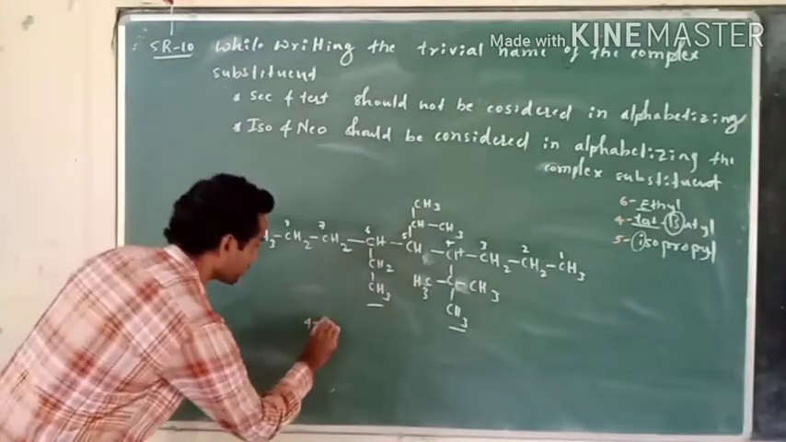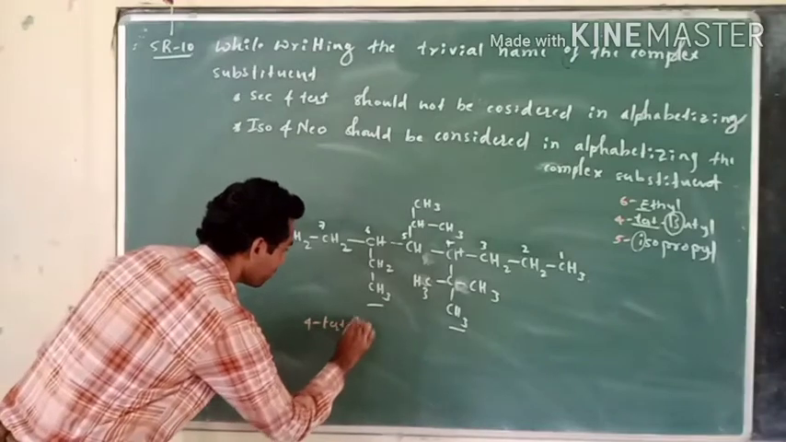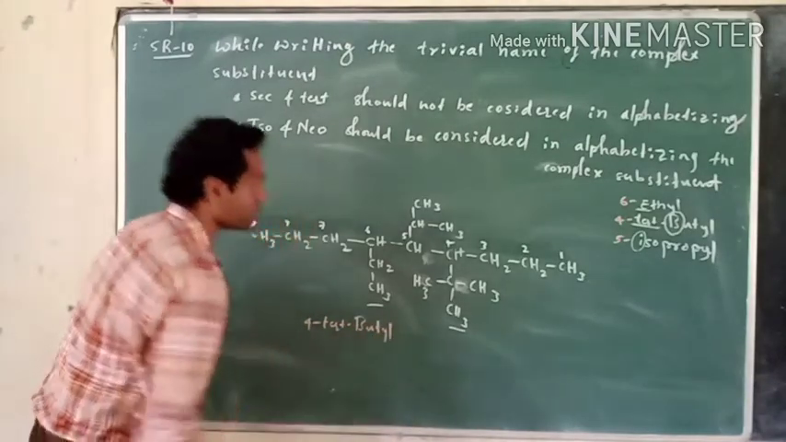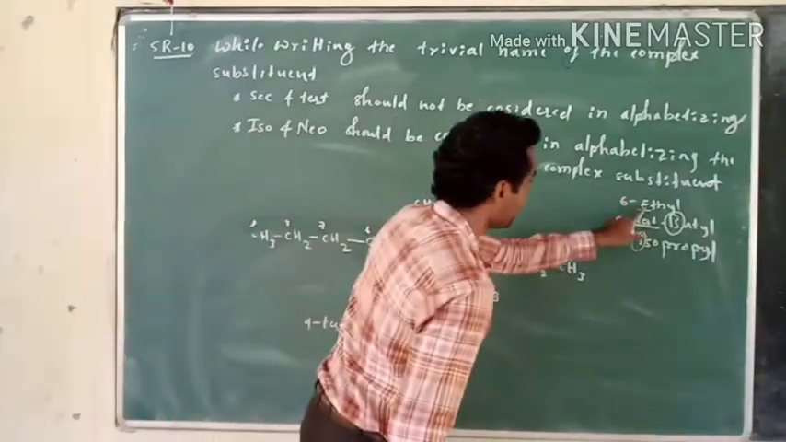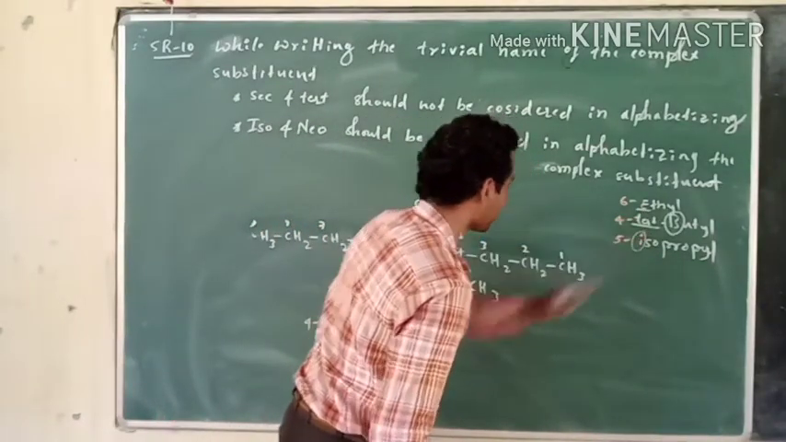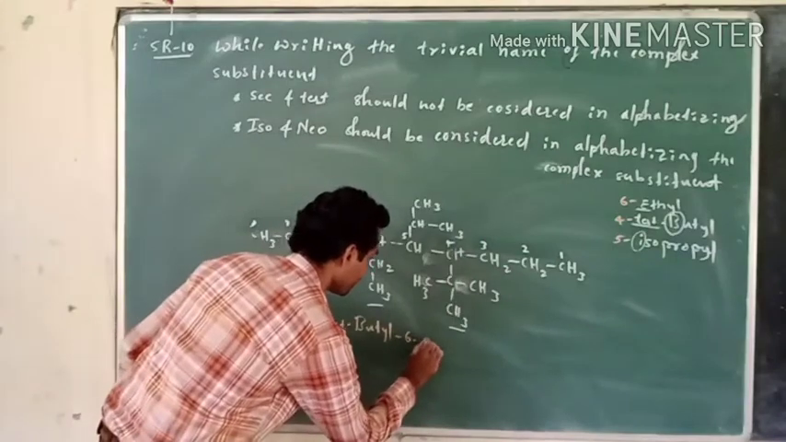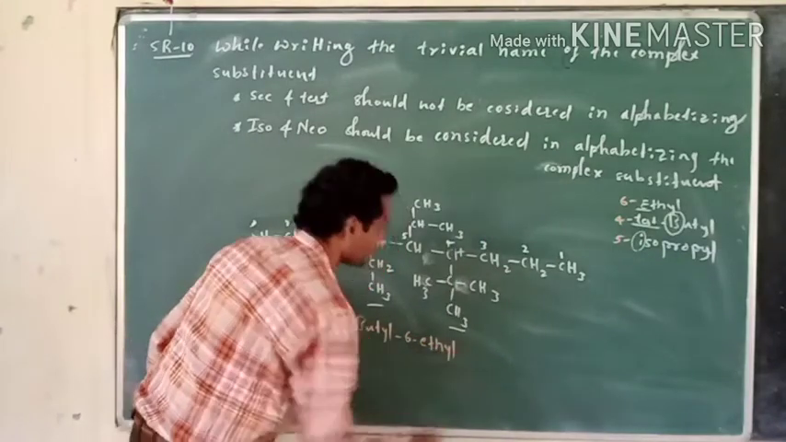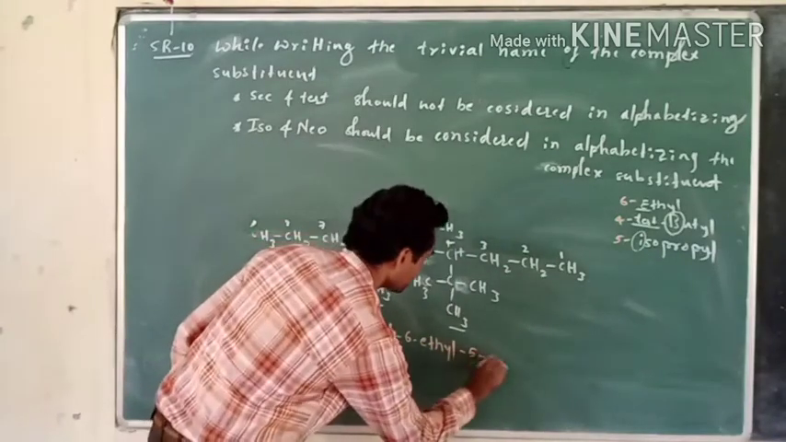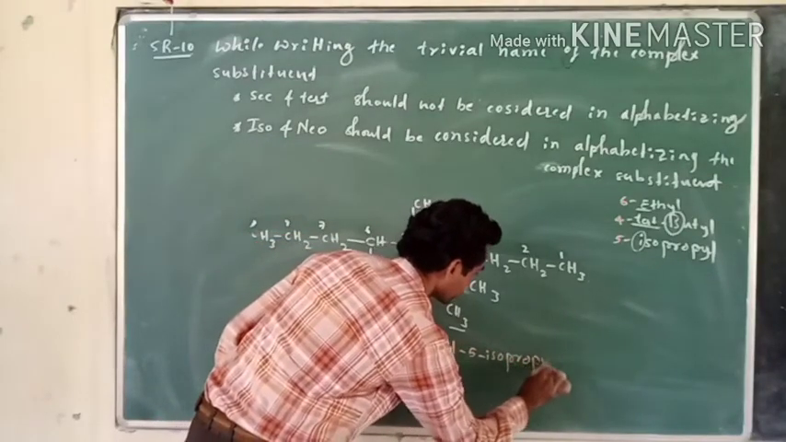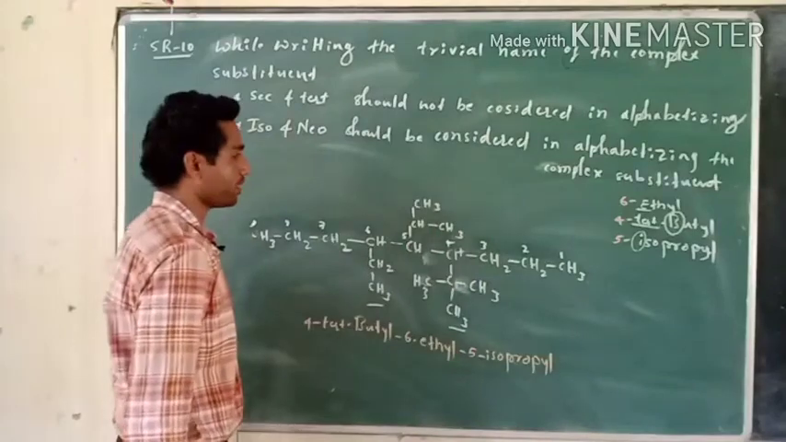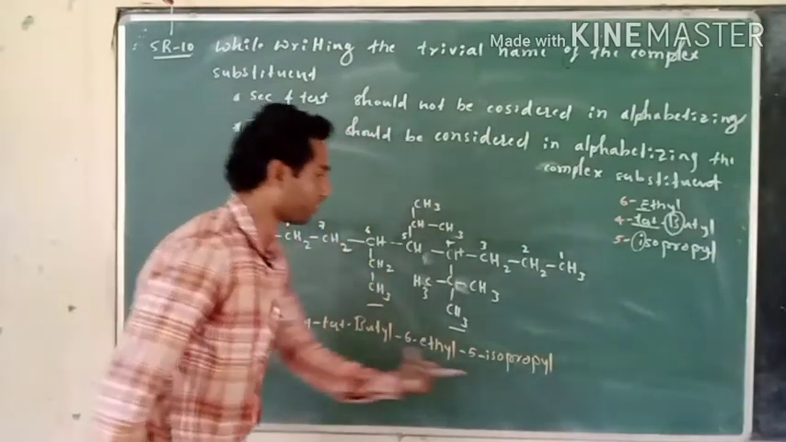4-tertiary butyl. Then the next one is E and I. Out of these two, E comes first. At the sixth position, ethyl. At the fifth position, isopropyl. So this is what the prefix is.